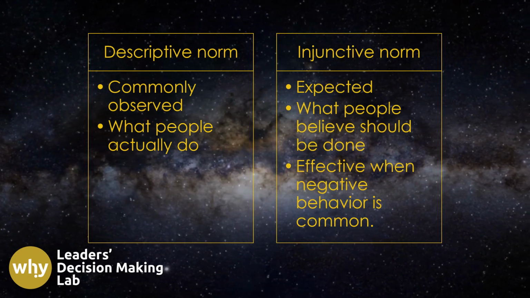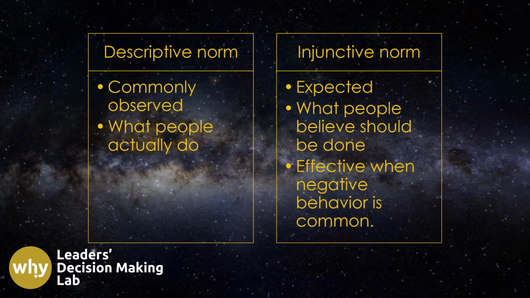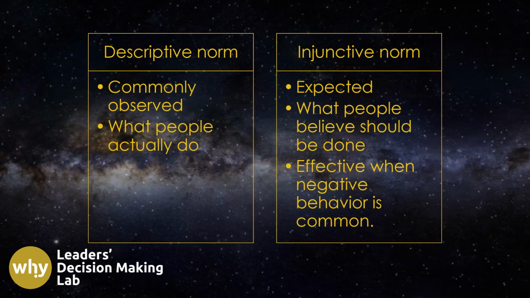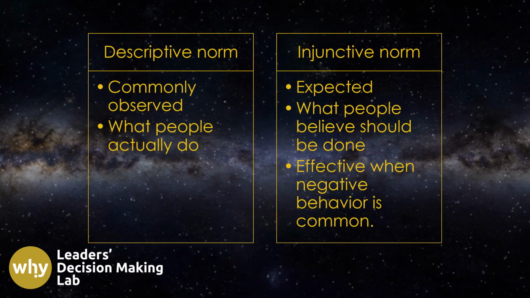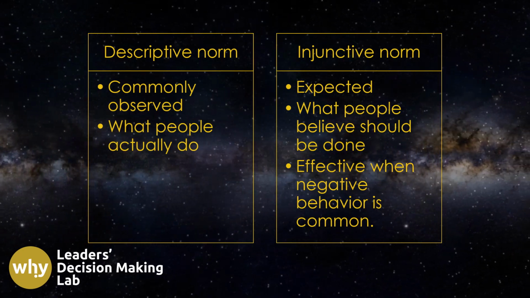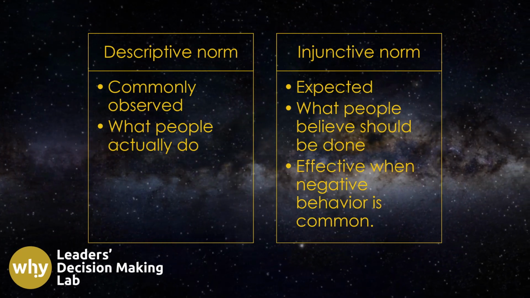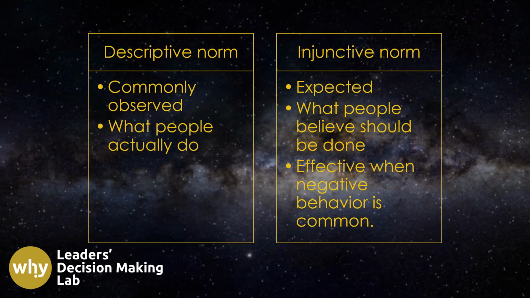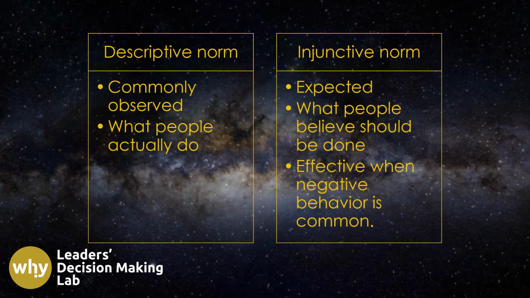Injunctive norms are more effective when negative behavior is common. That is, we should focus on the disapproval for the negative behavior. Suppose your team has a prevalent issue of team members arriving late for meetings. In this case, you can prioritize injunctive norms by emphasizing the disapproval of the negative behavior of arriving late.